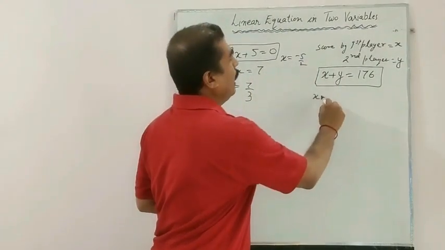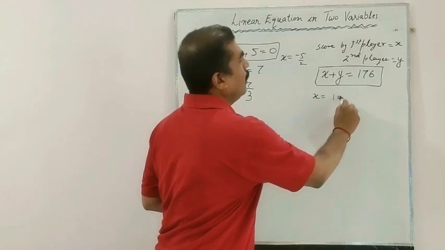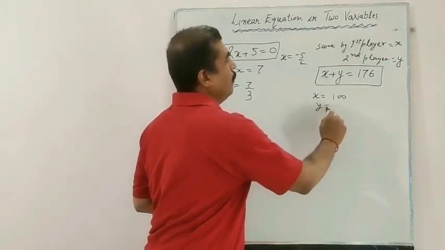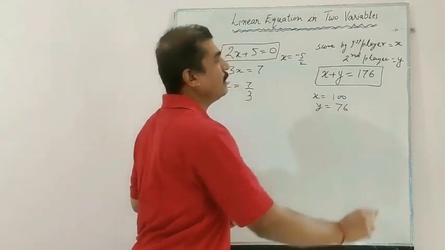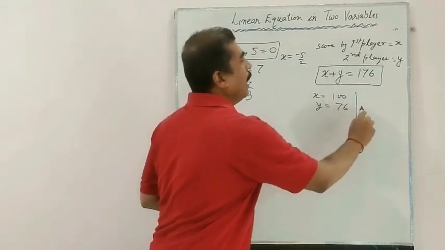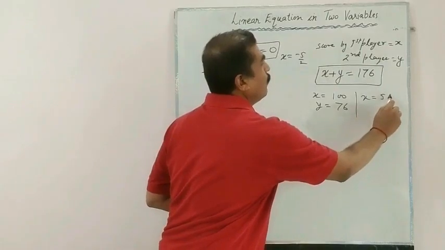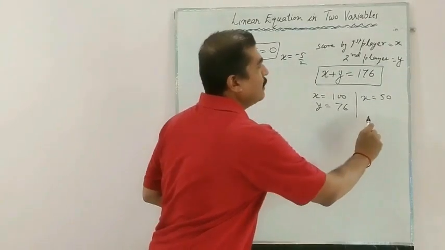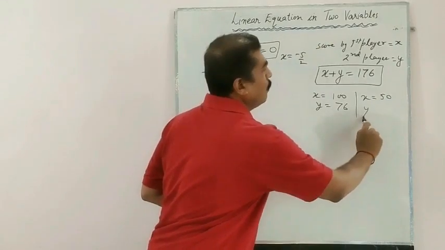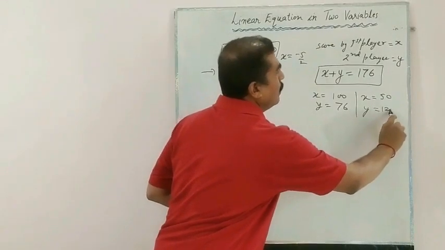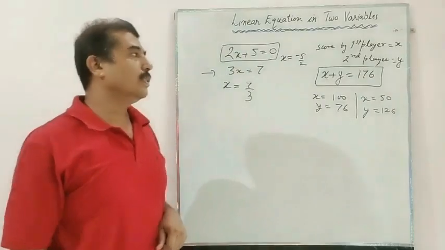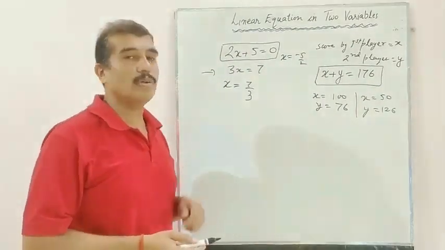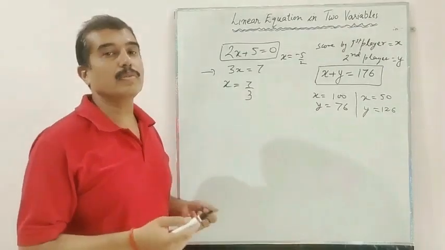If we put x is equal to 100 and solve this equation, the value of y will be 76. If we put x as equal to 50, then the value of y will be 176 minus 50, that is, y will be 126. So there can be n number of solutions, not only one solution but more than one solution.